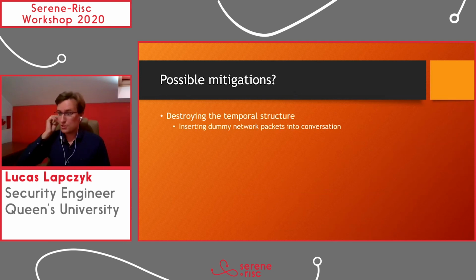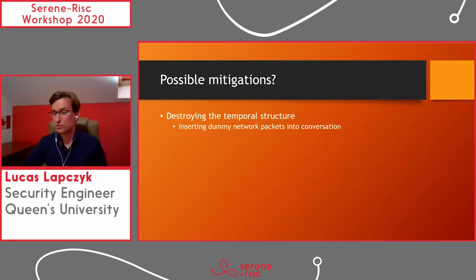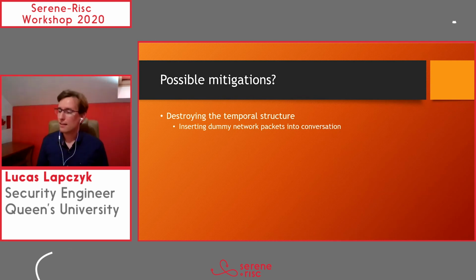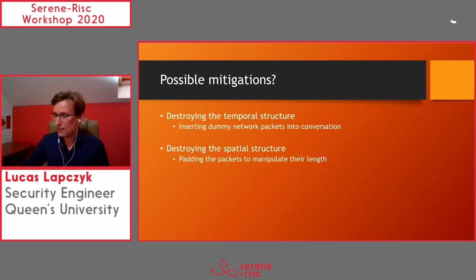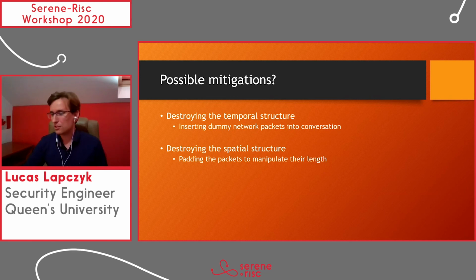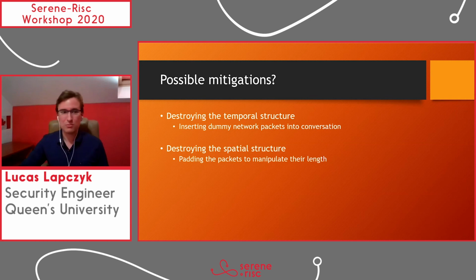There are possible mitigations. The first main possible mitigation is destroying the temporal structure of the network conversation. That would involve inserting some dummy packets into the communication structure. And the second possibility is destroying the spatial structure. This one would involve padding the packets to manipulate their length. Well, we can only increase their length. We probably couldn't make them any shorter. So there are two possible mitigations.